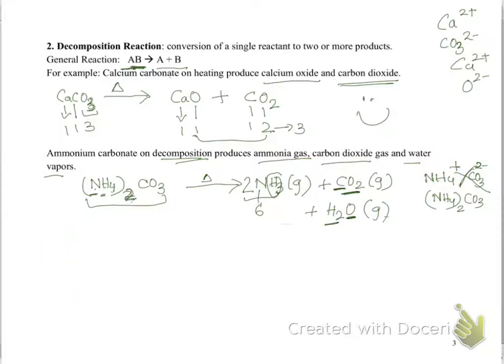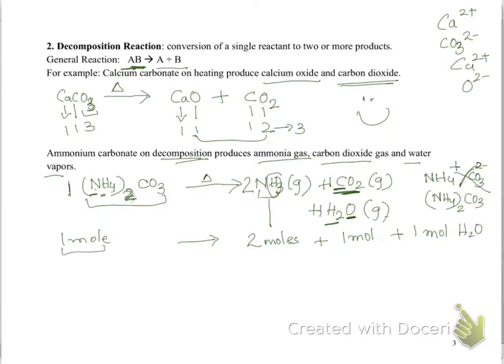So what does that mean? That means here, this is my stoichiometry. Stoichiometry means relationship. No number written on the front is 1. You don't write 1, but that's what it means. 1 mole of ammonium carbonate on decomposition produces 2 moles of ammonia, 1 mole of carbon dioxide, and 1 mole of water.